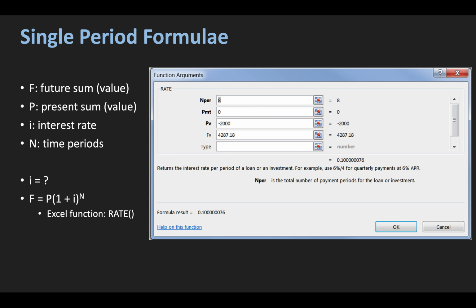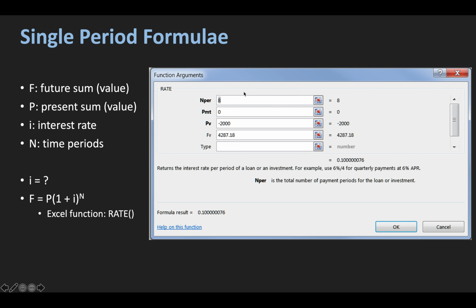It's also possible that what we have is the future value and present value, and we don't know the rate. We try to find the interest rate. Using our formula is pretty straightforward. We can move P to the other side, take the root of n, then subtract 1. That will give us i. It's a little bit of a detour, but we can still easily find that number.